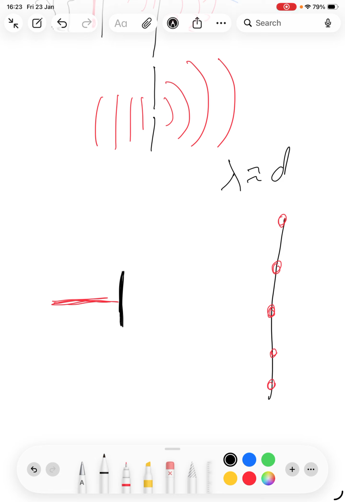And we label those, we call the middle one the 0th order, or n equals 0. Next pair out are n equals 1. Next pair out are n equals 2.